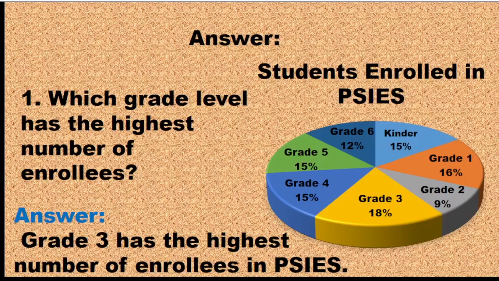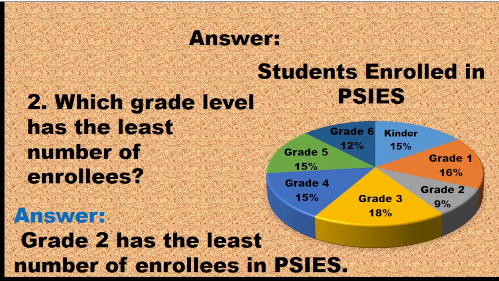It's checking time. Check your own paper. Remember, honesty is the best policy. You are correct. The answer in number 1 is grade 3 has the highest number of enrollees in PICES. You are right. The answer in number 2 is grade 2 has the least number of enrollees in PICES.